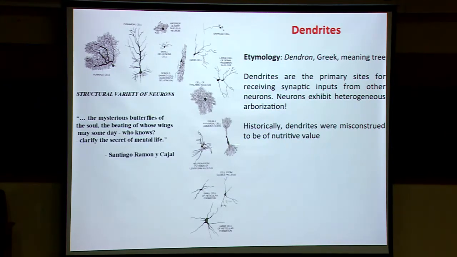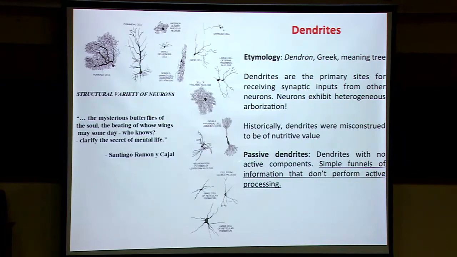Historically, dendrites were thought to be just passing on food, quote unquote, to the neurons, and they don't have any information processing capabilities, basically. That was the idea. And there are two kinds. In this nomenclature, you can also call dendrites passive, where they don't have what are called active components, which we will come to in a minute. They were thought to be simple funnels of information. The idea was that a single neuron will get around 10 to 20,000 inputs, and you can't accommodate all of them into the cell body. So you need more surface area for accommodating these different inputs coming onto this particular structure, and therefore you need this dendritic arborization. So they were thought to be simple funnels of information, and they don't do any active processing in those structures.